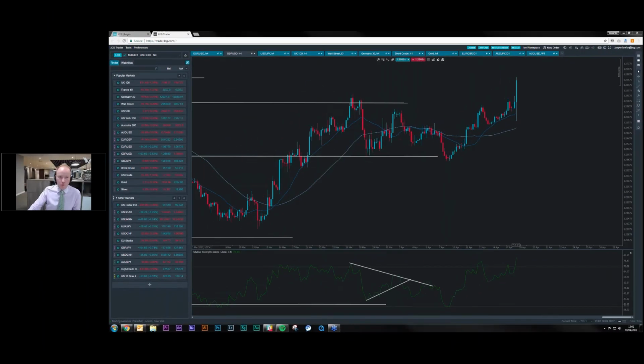Right, so as you can see, I've got the sterling cable chart on the screen at the moment. Makes a lot of sense. There's been a pretty big move in cable. I'd be surprised if you missed it, but there's been some pretty big news today that there's going to be a snap general election in the UK to be held on June 8th, so really not too far away. We're looking at 2 months away, and so obviously this has caused a bit of a surprise in markets.